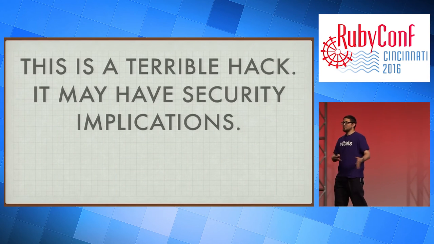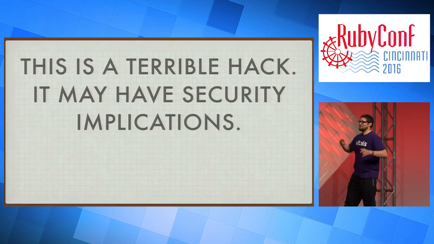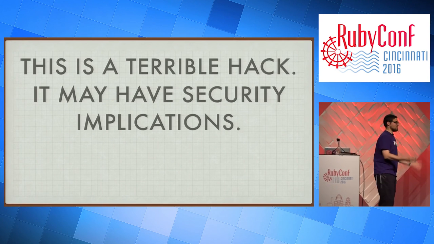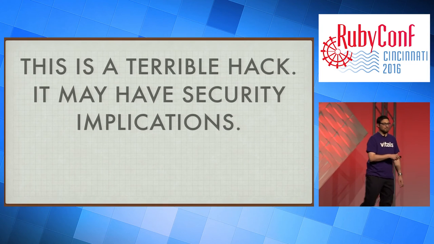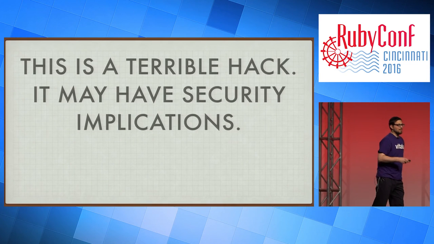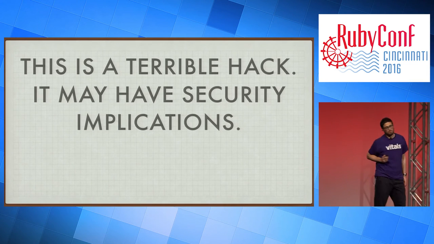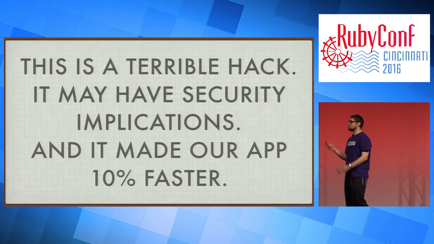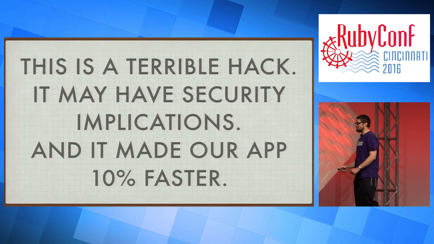It might have security implications also, by the way. If you ever had this facing user input, they could start passing in random keys, and then eventually you would run out of memory because you're defining all these methods, and your server crashes. So never for user input. This is only for trusted APIs. But use responsibly, which I think we are doing, it made our app 10% faster, which I thought was pretty good for a two-line code change.